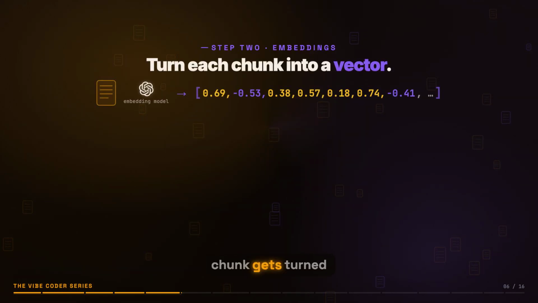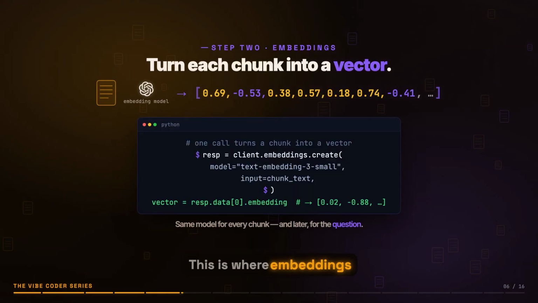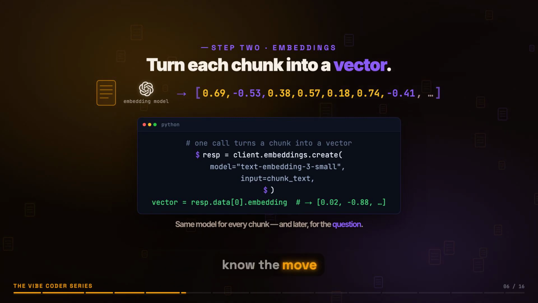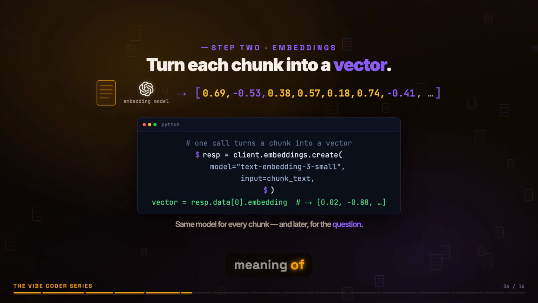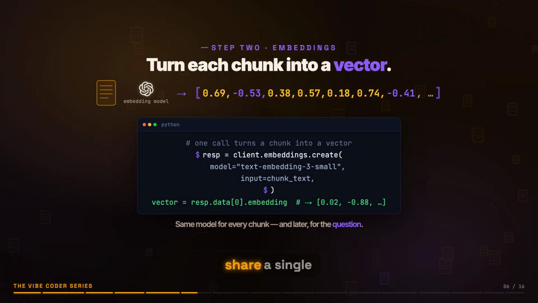Next, every chunk gets turned into numbers. This is where embeddings come in, and if you saw the previous video, you already know the move. You send each chunk to an embedding model. OpenAI has a popular one, and it hands back a vector, a long list of numbers that captures the meaning of that text. Similar meaning, similar numbers. How do I reset my password and I forgot my login land right next to each other, even though they don't share a single keyword?